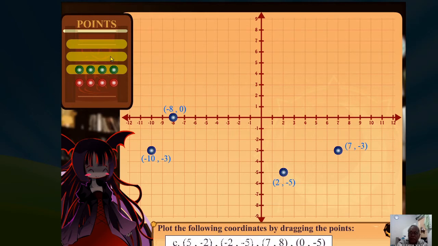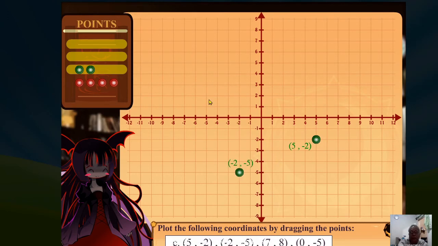Okay, next one, we have 5, negative 2. So we get this one. This one is the 5. And negative is going down. 1, 2. Very good. Okay, negative 2, negative 5. Negative 2 first on the x-axis is here. And negative 5, we go down here.